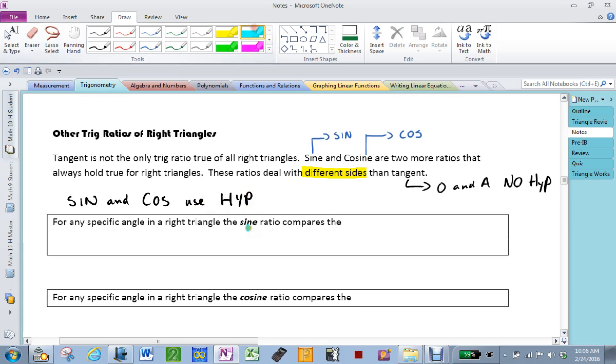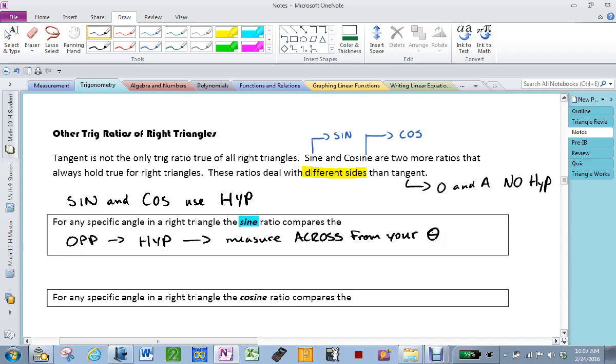Okay, so the first one we're going to do is sine. Sine compares the opposite to the hypotenuse. Okay, remember, what does opposite mean? Across. So I need the measurement that's across from your theta.